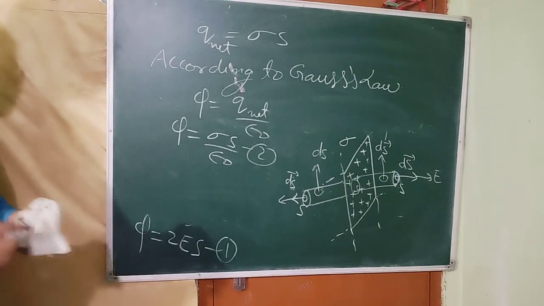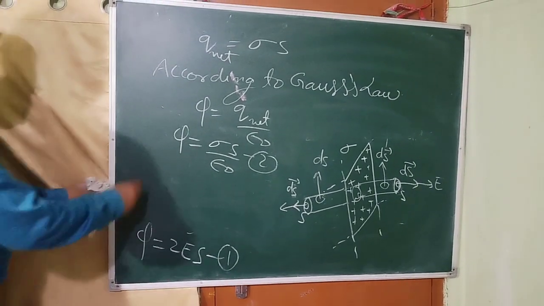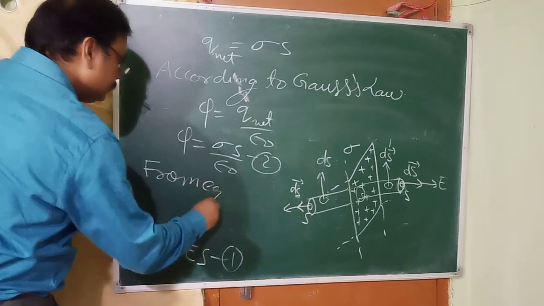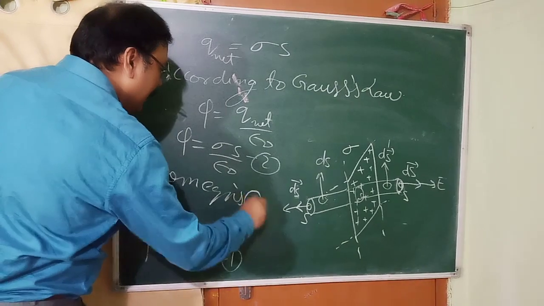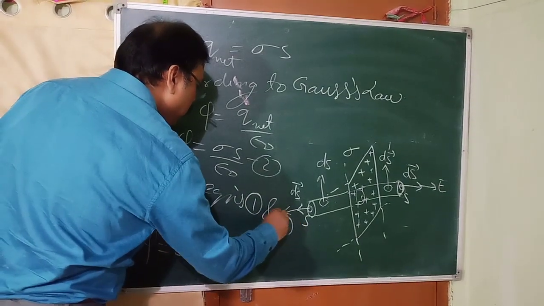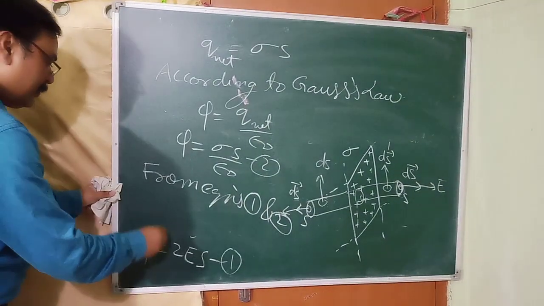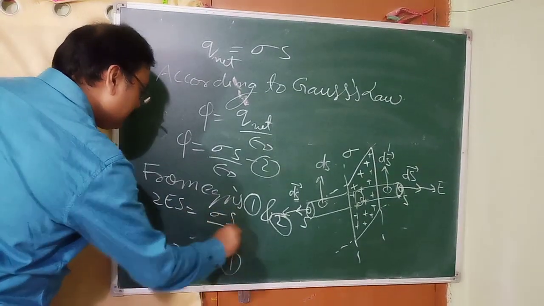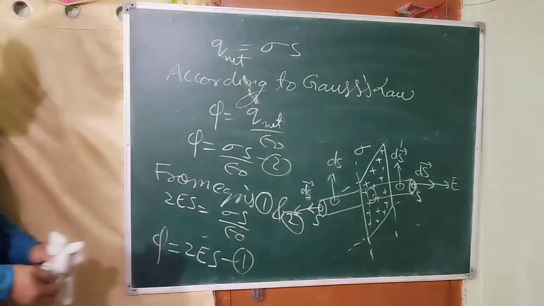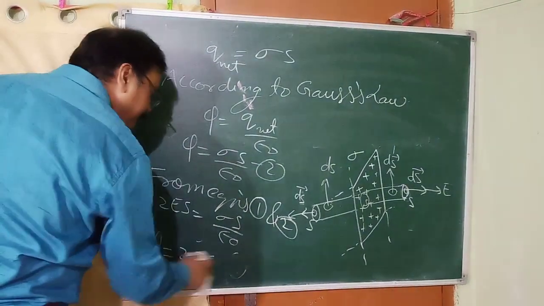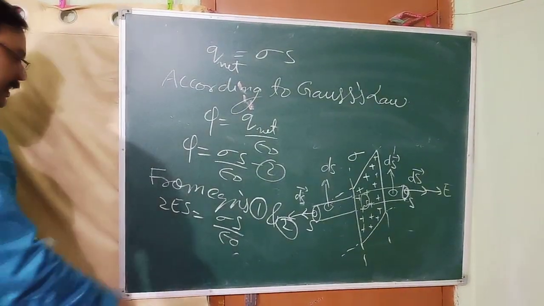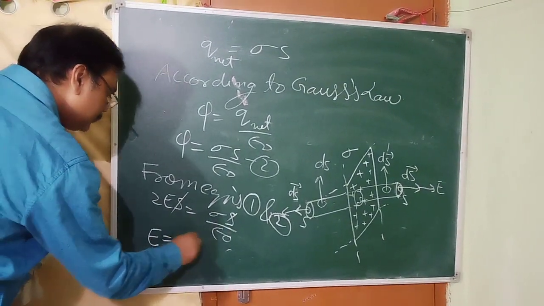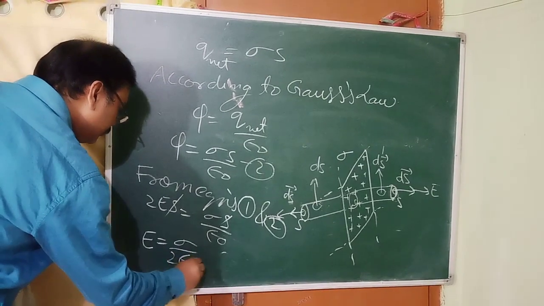So what will we write next? From equations 1 and 2, what do we get? We get 2ES is equal to sigma S by epsilon naught. And now, you will find S can be cancelled out. So, what will you get? E is equal to sigma by 2 epsilon naught.